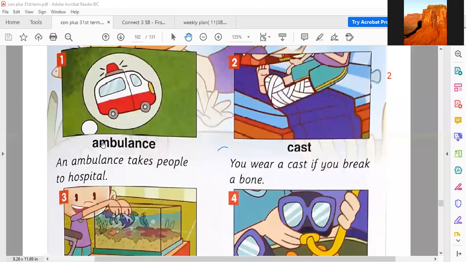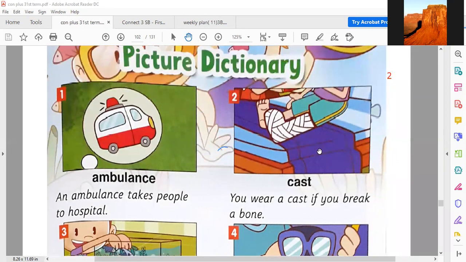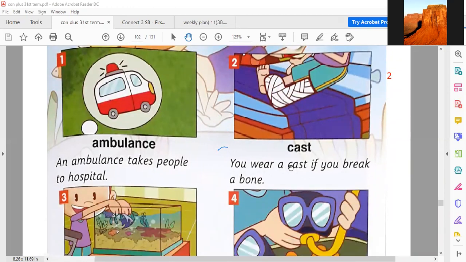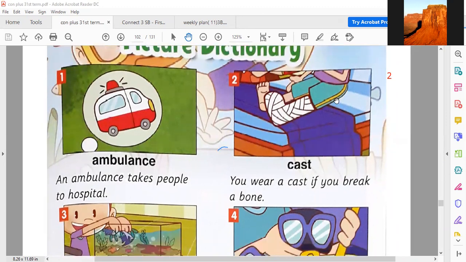Now repeat after me. Ambulance. Ambulance is a car. It takes sick people to hospital. Look at picture number 2. Repeat after me. Cast. We use cast with broken bones. If someone has broken bones, if he broke his bones, he would wear a cast.